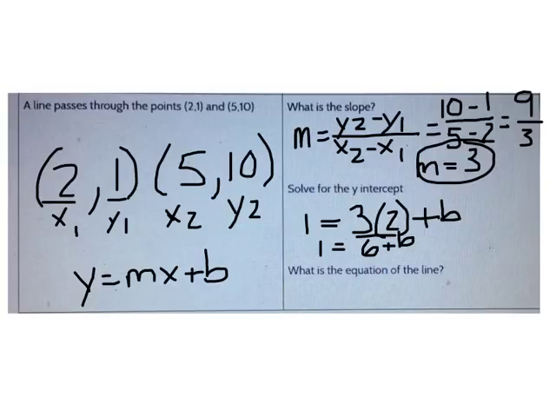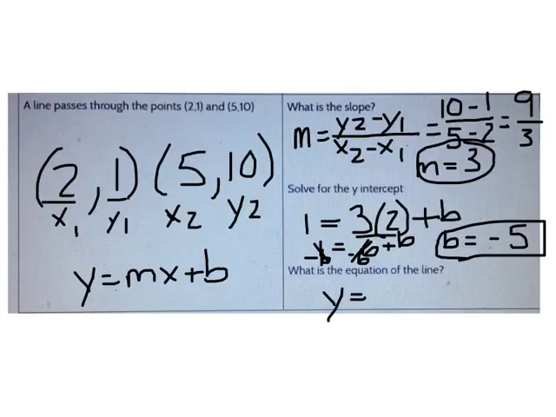How can I isolate b? I can subtract 6 from both sides. When I do that, what's the result? What's 1 minus 6? b is equal to negative 5. Now I can write my equation in slope-intercept form by plugging in the slope and the y-intercept. y equals 3x minus 5.